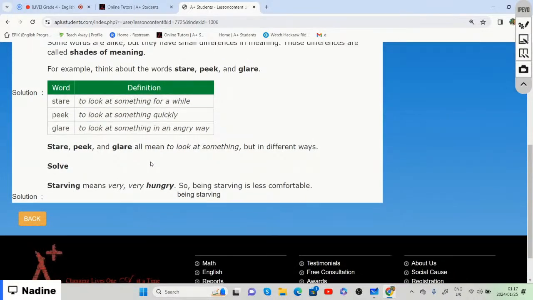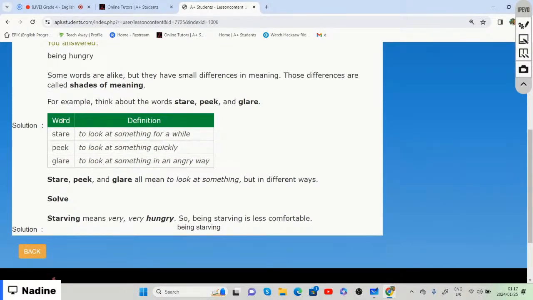And we made an example of stare, peek, and glare, where we say that the meaning of stare is to look at something for a while. And if somebody stares at you, you can actually feel it, right? So at first, if you didn't even know somebody was looking at or staring at you, but after time, for some reason, it's as if you can feel that somebody's staring at you. So to stare is to look at something for a while. Sometimes I'll say without blinking.